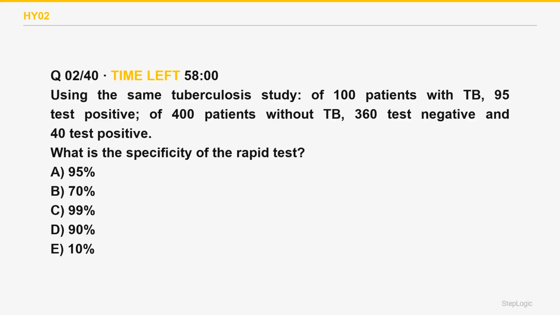What is the specificity of the rapid test? Using the same tuberculosis study of 100 patients with TB, 95 test positive. Of 400 patients without TB, 360 test negative, and 40 test positive. Read the command. Specificity. Specificity is true negatives over everyone who is truly healthy.